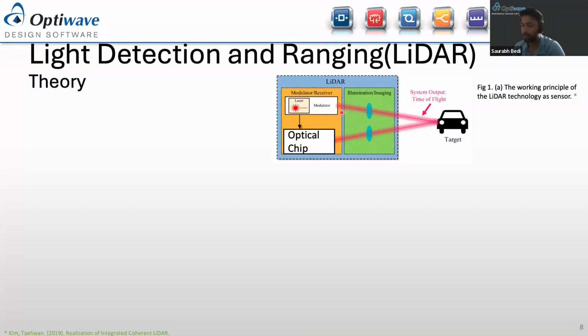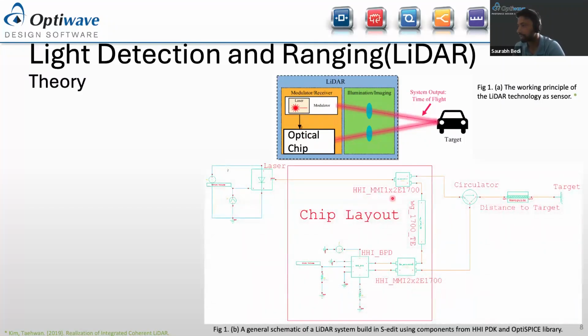Now, this general working principle is being demonstrated in this webinar, where we have built a LiDAR chip. So you can see that we have a laser source which sends the signal into the optical LiDAR chip. And the signal from one end goes out of the chip, hits the target, and then is reflected back and comes back to the optical chip. And then the further processing of the signal is done. Here, in this chip, we'll be using the building block compact models from the HHI PDK.